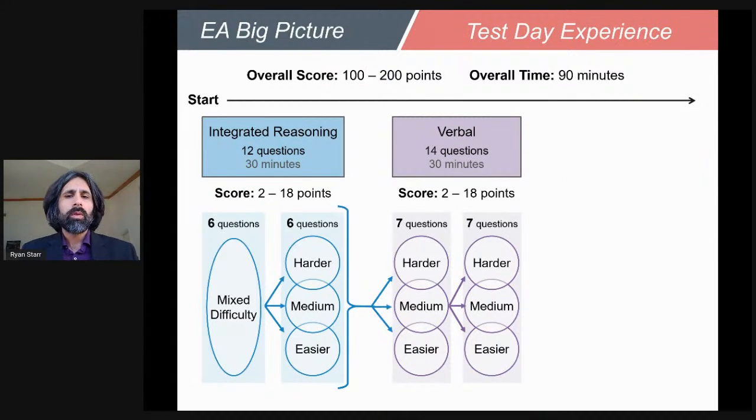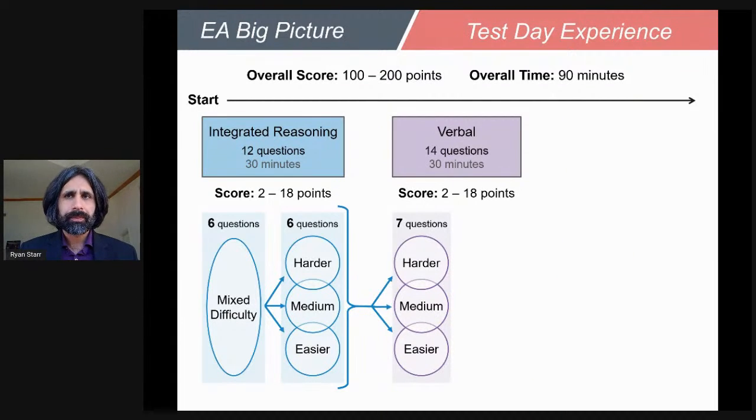Okay. Rolling it back a little bit to verbal. Again, scored on a scale of 2 to 18 points. That's going to be true for quant as well. This time, though, in verbal and in quant, you're going to have 14 questions per section, which means the first stage is going to be 7 questions, and the second stage is going to be 7 questions, of course. But beyond that, the mechanics are more or less the same.